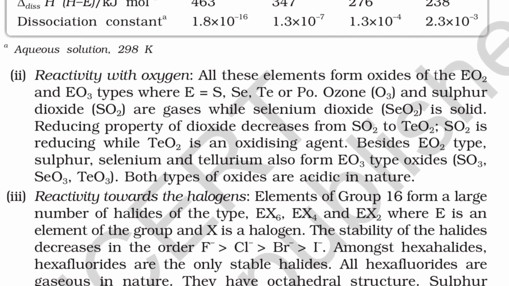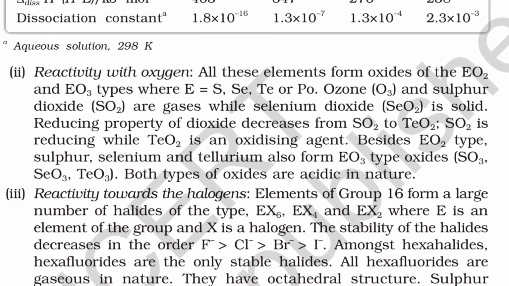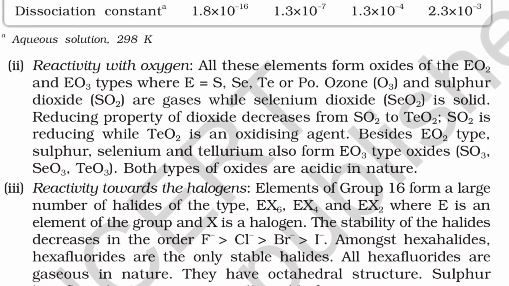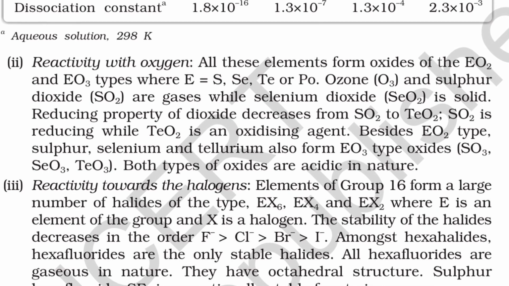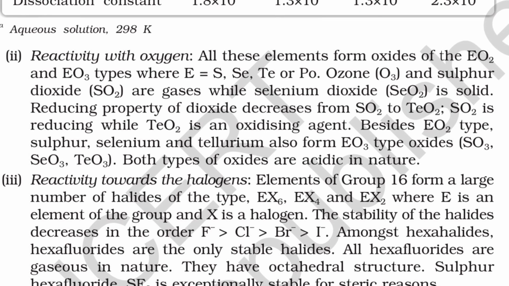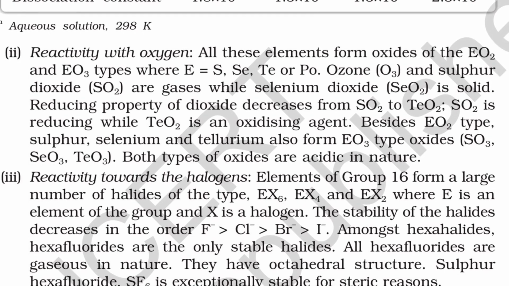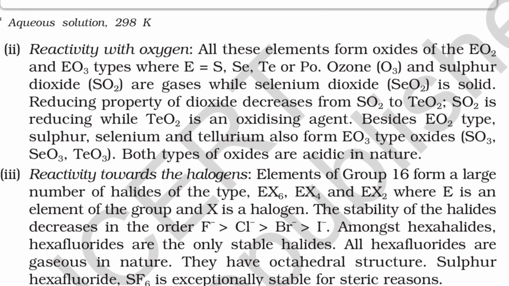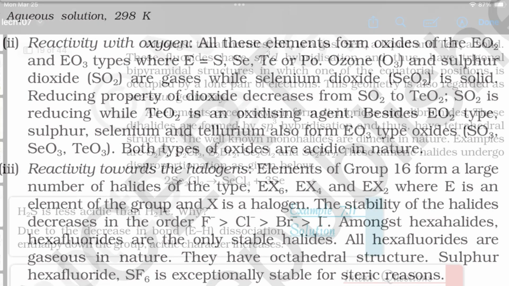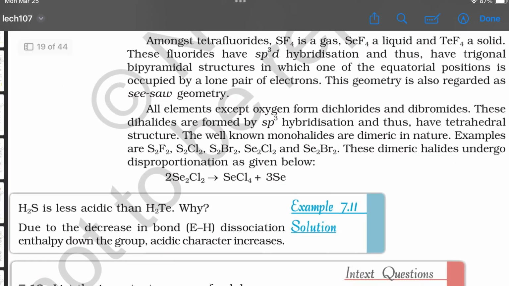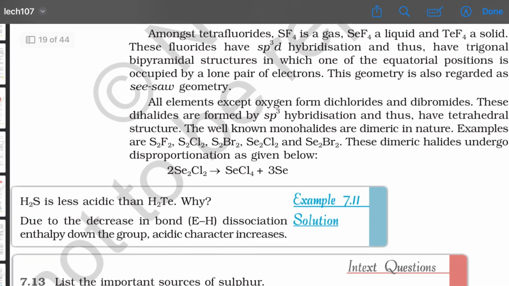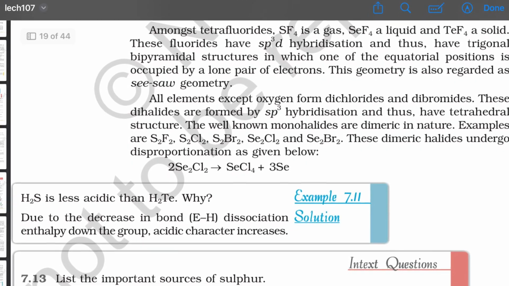The stability of the halides decreases in the order of fluoride, chloride, bromide, iodide. Fluoride is greater than chloride, greater than bromide, greater than iodide. Amongst the hexahalides, hexafluorides are the only stable halides. All hexafluorides are gaseous in nature. They have octahedral structure. Sulfur hexafluoride SF6 is exceptionally stable for steric reasons. So this line you remember. Amongst tetrafluorides, SF4 is a gas, SeF4 is liquid, TeF4 is solid. Question: SF4 gas, SeF4 liquid, TeF4 solid.